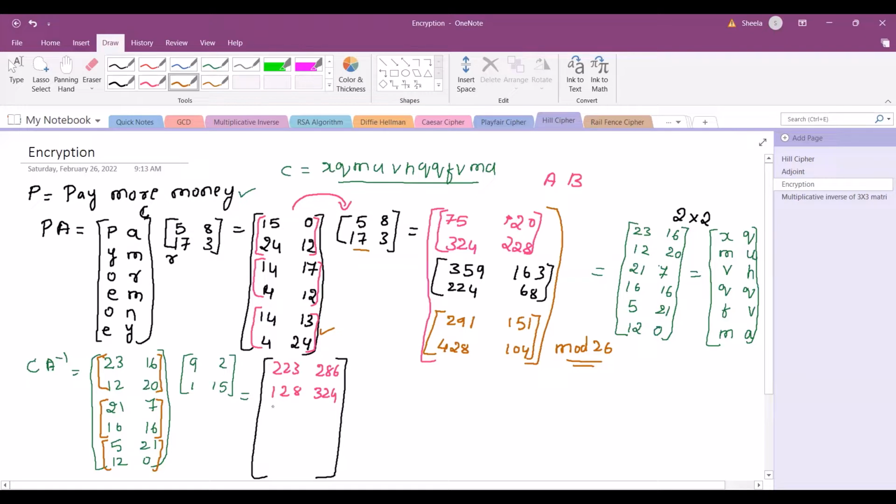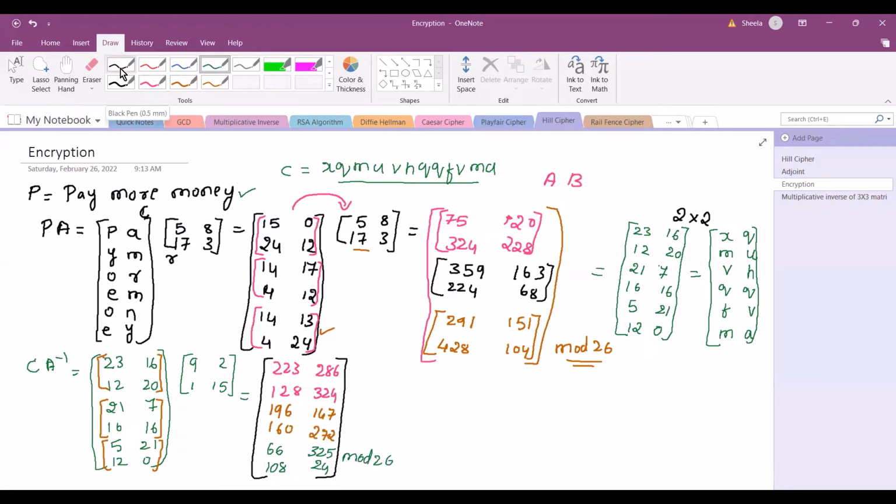The second submatrix, second submatrix into A inverse, we are going to get the values as 196, 147, and then 160, and then 272. This is the second submatrix, and after multiplying the third submatrix, we are going to get the result as 66 and 325, then 108 and 24. Okay, since the values are out of range, we have to take mod 26.